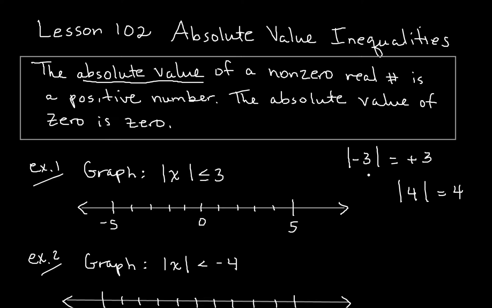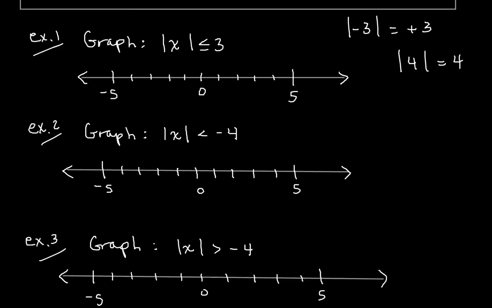And what absolute value really is, is the distance a number is from 0. So we never measure distances in negative numbers. They're always positive numbers. If I said how far is -3 from 0, you would say it's 3 away from 0. Hence, absolute value is positive because it's distances. So we're going to be graphing absolute values of numbers. Let's start with example 1.